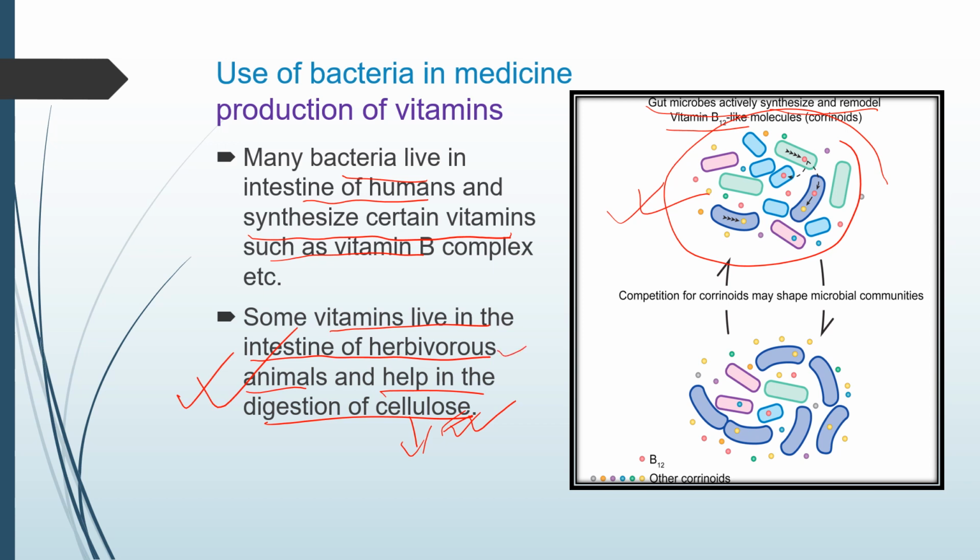Now, in the human intestine, we are already producing some vitamin B complex. This vitamin is produced with the help of bacteria only. So gut bacteria help in the production of vitamin B complex.